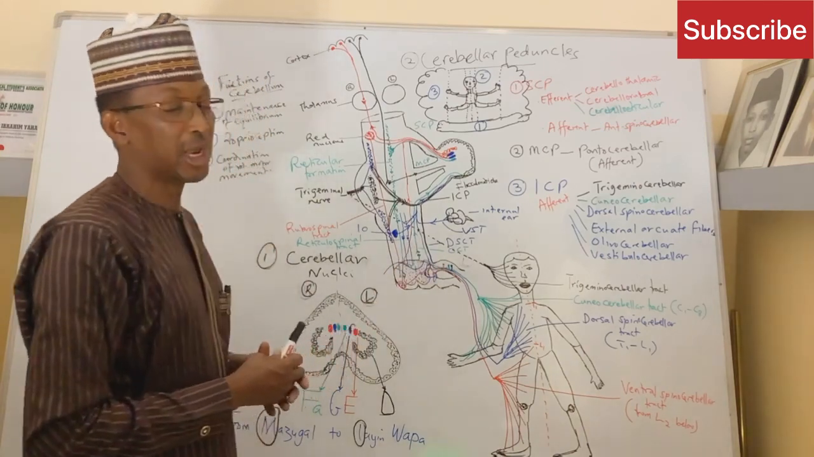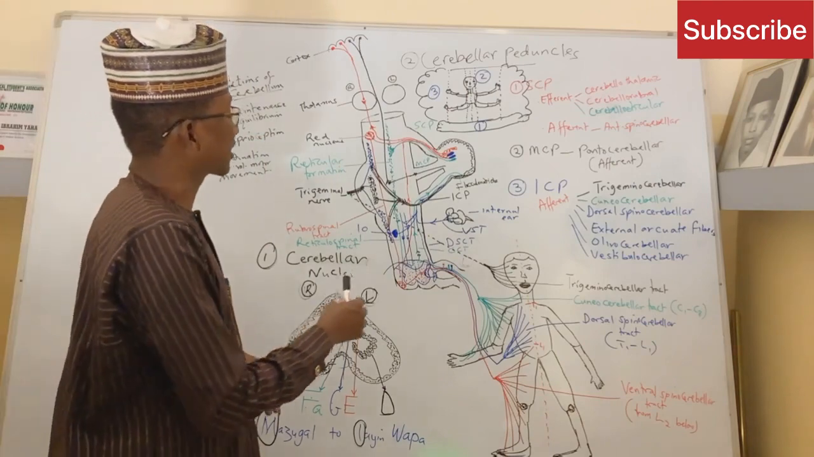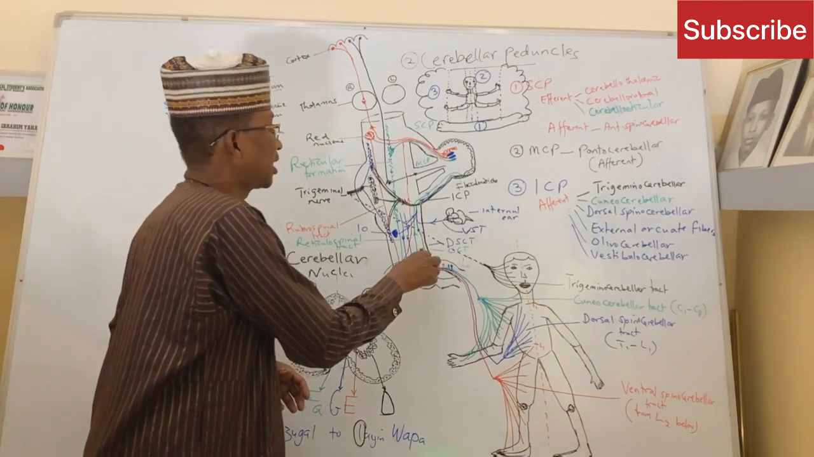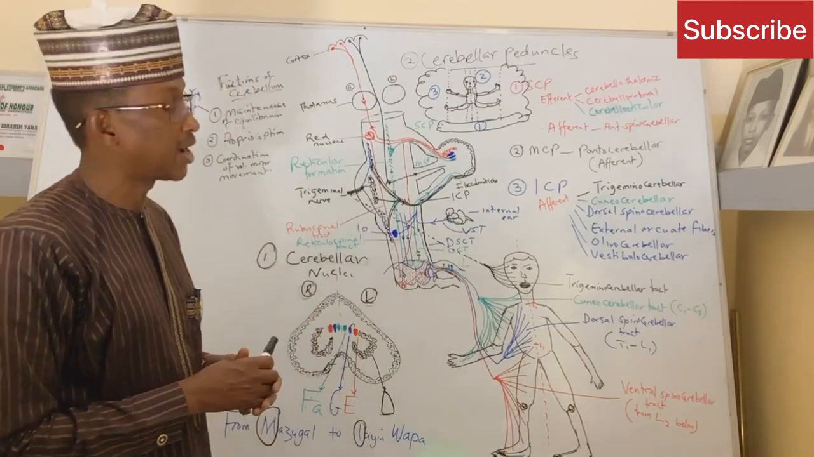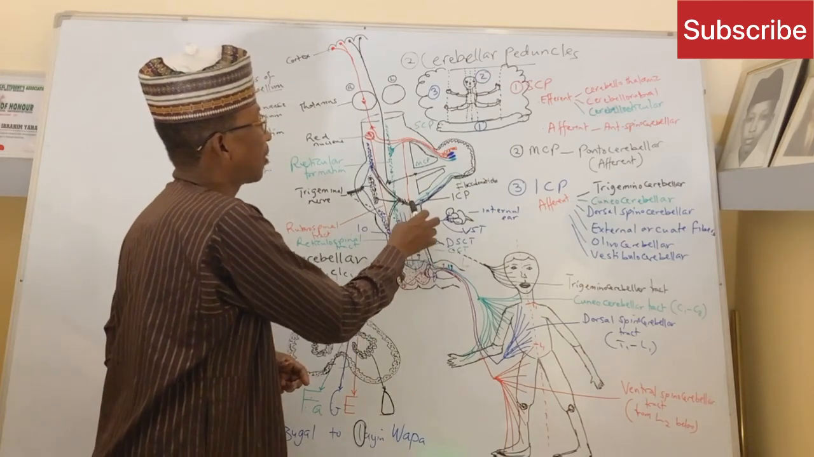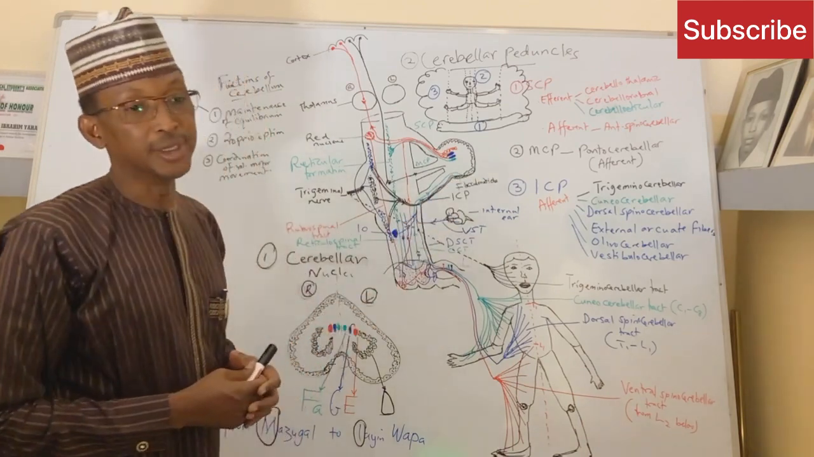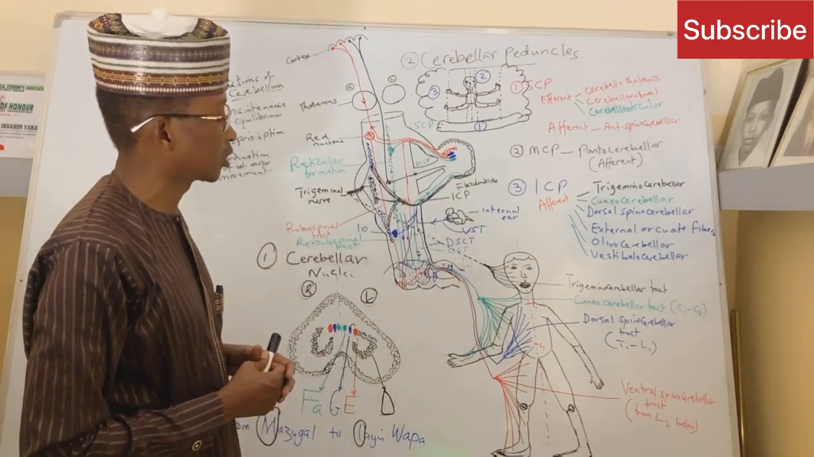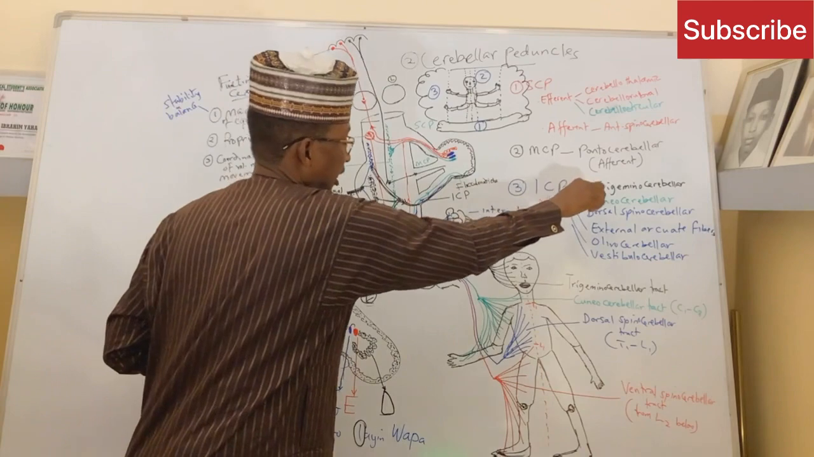They ascend until the fibers reach the medulla oblongata, where there is an accessory cuneate nucleus at the level of the medulla oblongata. From there, the second order neuron from these fibers ascends up and then goes into the cerebellum, into the cerebellar cortex.